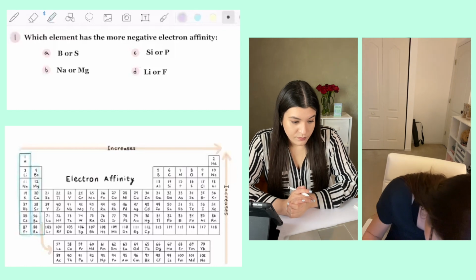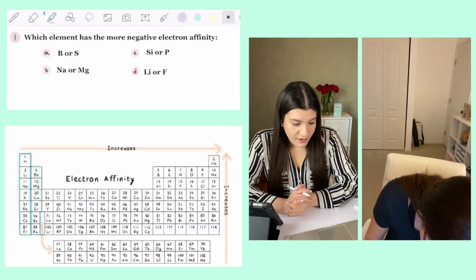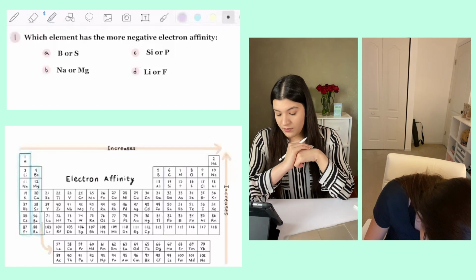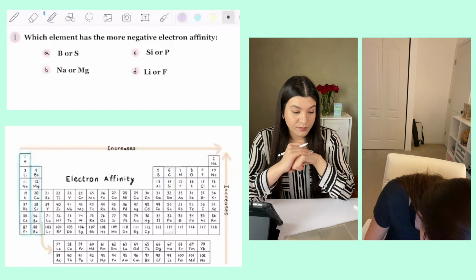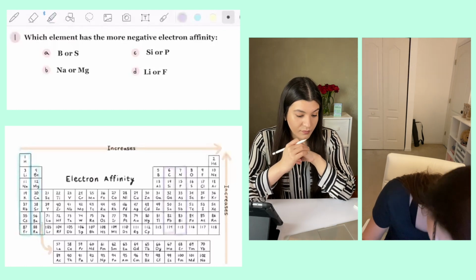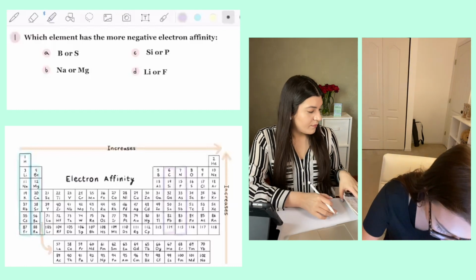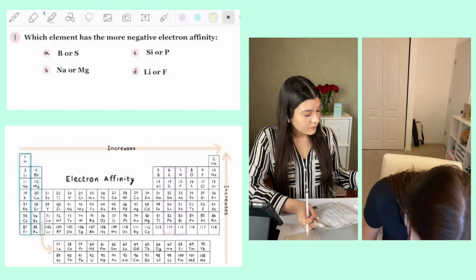That one and 4A to 5A. So 4 would be carbon, and then 5 would be that nitrogen column. Okay, thanks. So B.